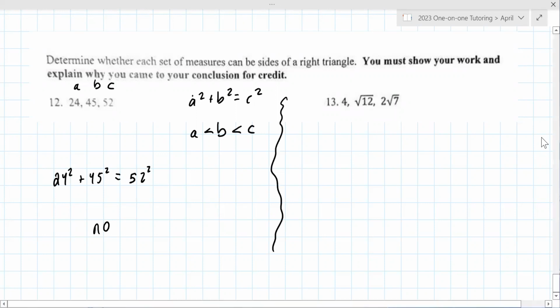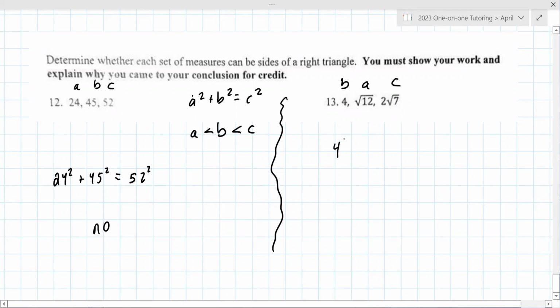So what did you find out here? What's the square root of 12? What's 2 times the square root of 7? The square root of 12, I got 3.46. And 2 times the square root of 7? 5.29. So in this case, the square root of 12 is the smallest, B is 4, and then C.